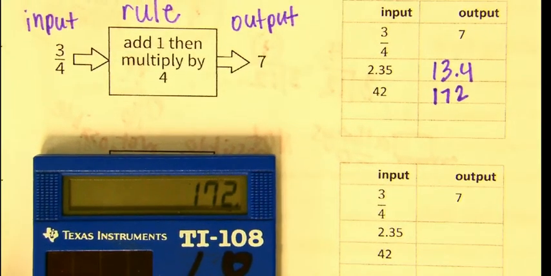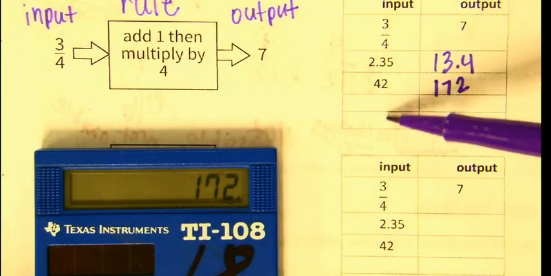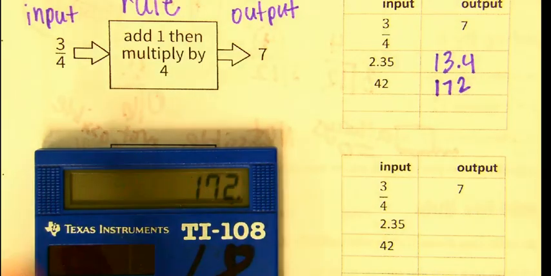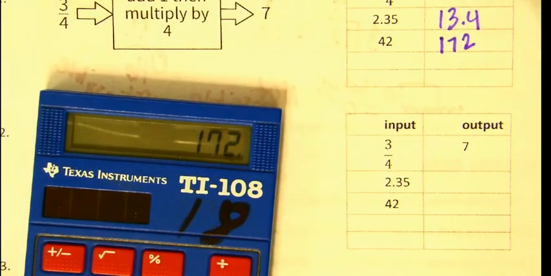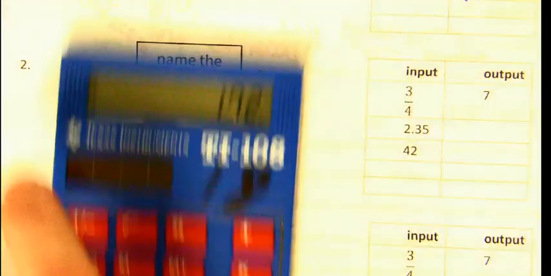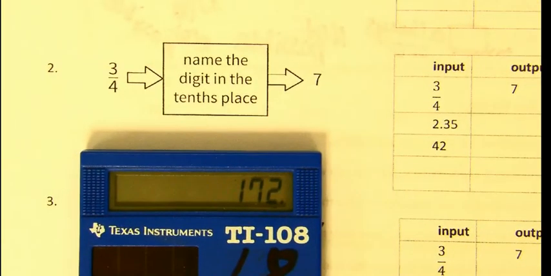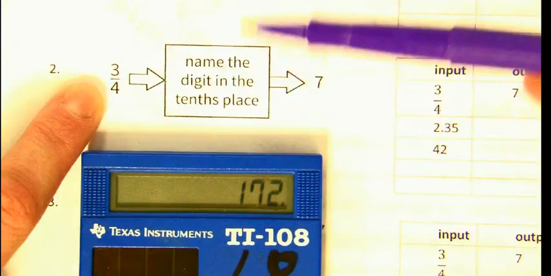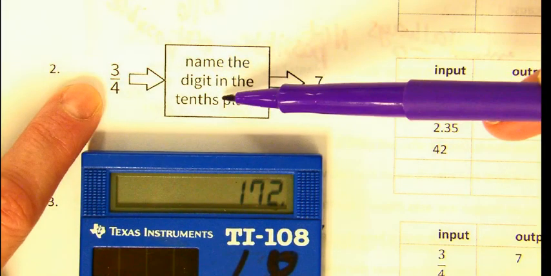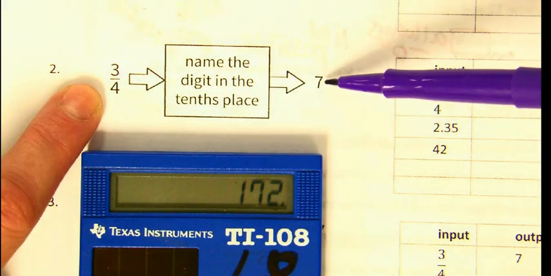All right. Now, normally I'd have you come up with 2 of your own, but for time reasons, we're going to scoot to the next part. All right, next one, number 2. Our input is 3/4. The rule is name the digit in the tenths place. And our output is 7.